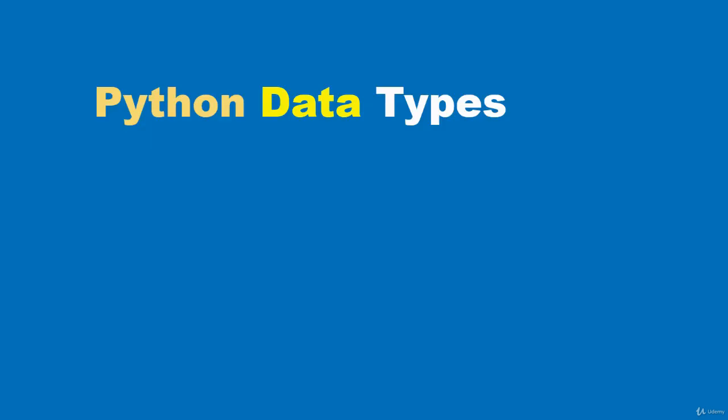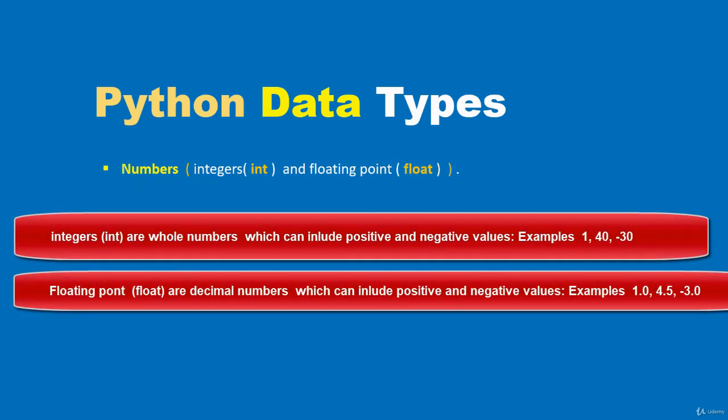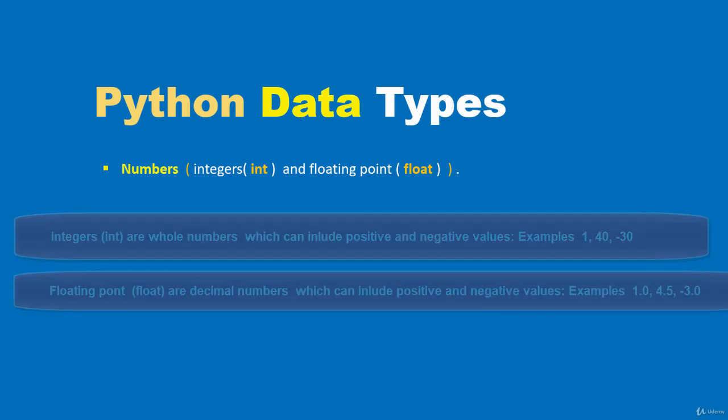There are three basic data types in Python. We have the numbers data type. This basically includes integers, which are known as int, and floating point numbers, which are known as float. An integer basically is a whole number, and a floating point number is basically numbers that include decimals.